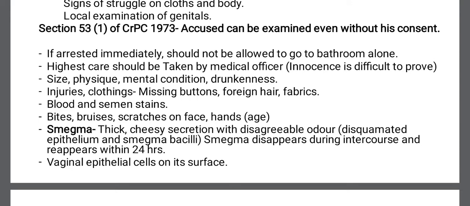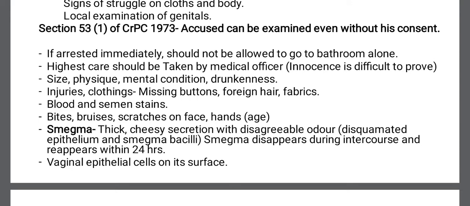Then smegma, I have already told you about the smegma. It is asked as a 2-mark question. What is smegma? So smegma is a thick cheesy secretion with bad, disagreeable odor, and, as I told you, it is accumulated on the surface of the glands that is covered with the prepuce, and this smegma disappears during intercourse because of the friction between the vagina and penis. This smegma disappears during the intercourse and it reappears within 24 hours. Within next 24 hours it will again reappear. So that will also be very important.